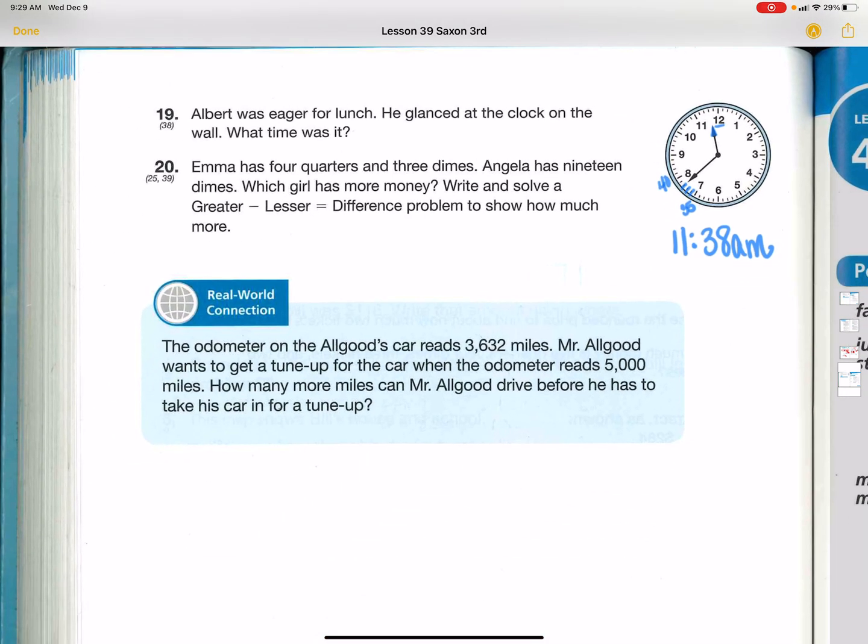Emma has 4 quarters and 3 dimes. Angela has 19 dimes. Which girl has more money? So Angela has $1.90. I'll just give you this. And Emma has $1.30. Yep. So tell me who has more and do a subtraction problem with that.